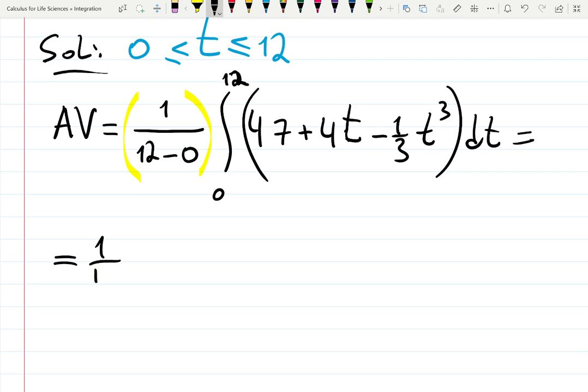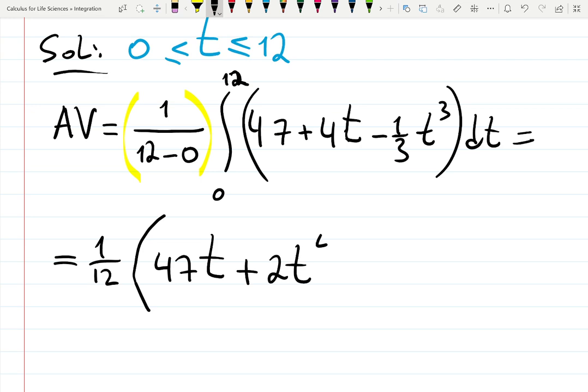So it's 1/12 times. Let's integrate fast. And by fast, I mean, you remember fast integration. All of you should yell very fast and feel confident. What is the integral of 47? 47t. 4t gives you 2t squared, minus 1/3 t cubed.